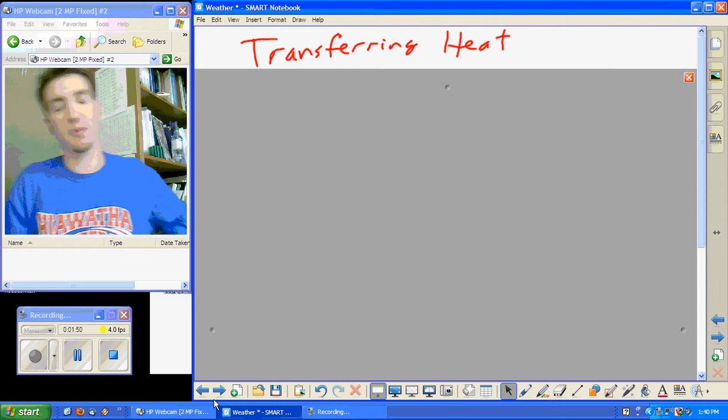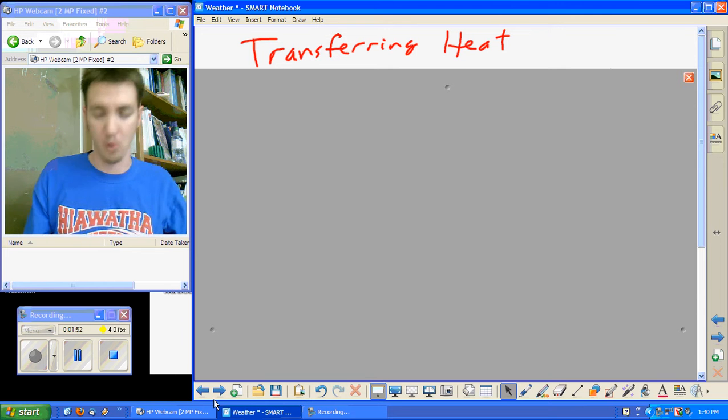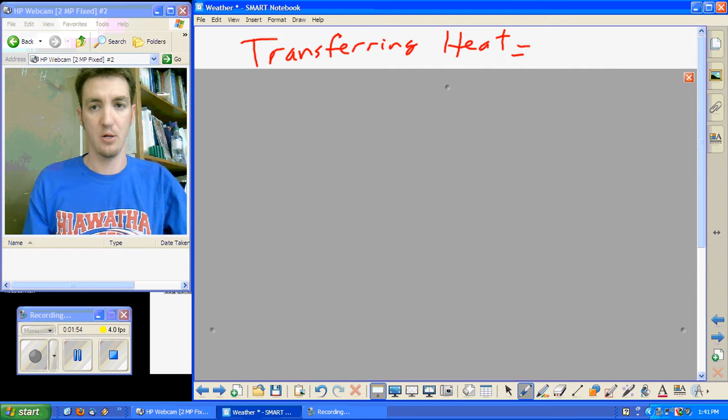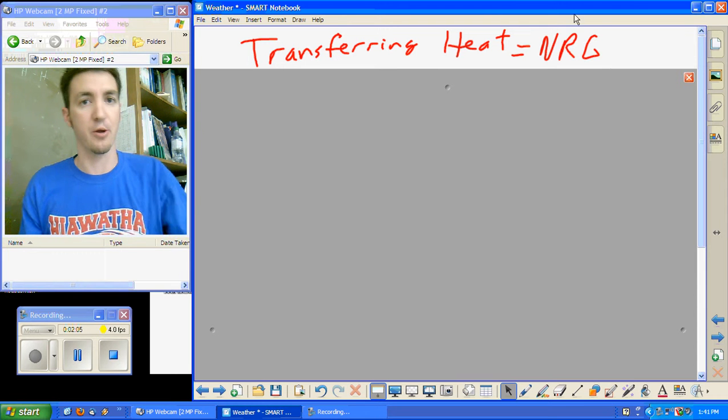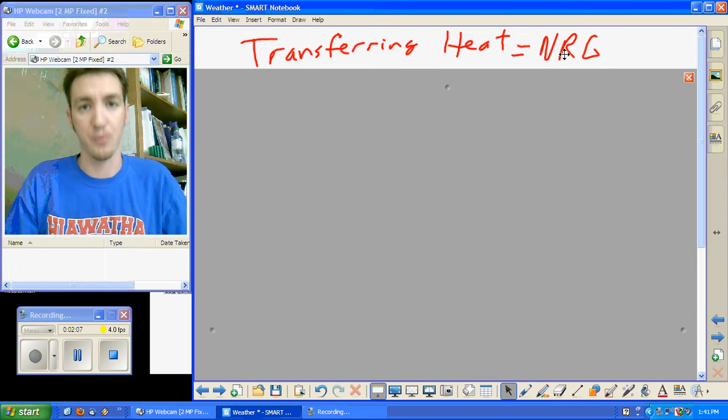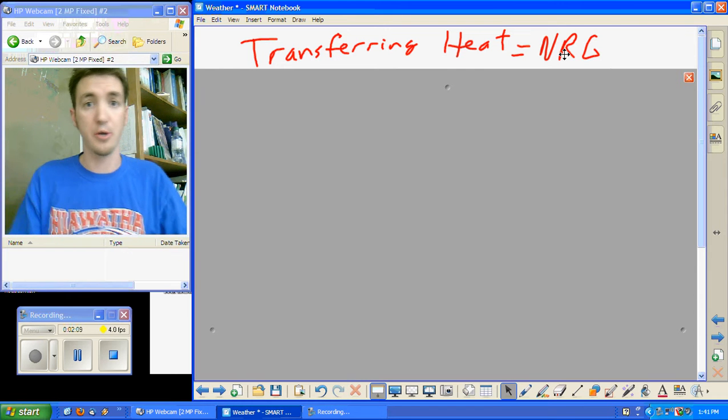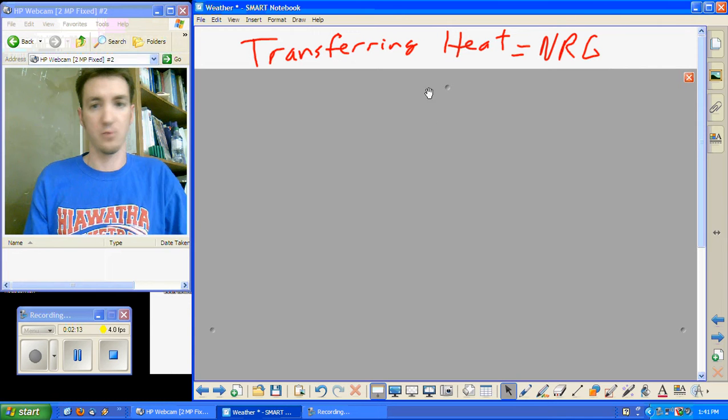So first off, we're going to look at transferring heat. What we mean by heat is energy. Today I'm going to write energy as a shorthand because it's a lot easier for me to write quickly. If I were you, I'd write it like that because it's quicker. But if you want to write the word energy, do that. It's your notes. So if you need to do that to remember stuff, go for it.